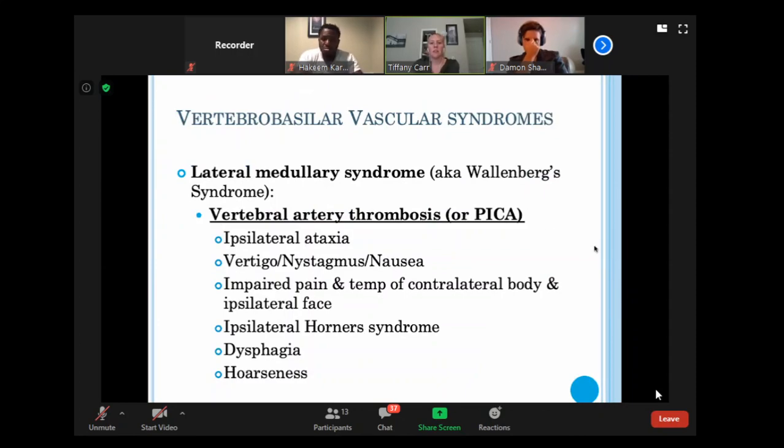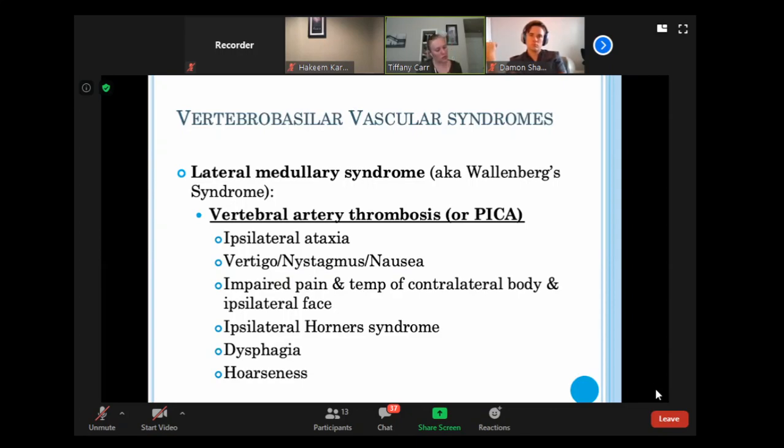So some of the syndromes that we can have: the lateral medullary syndrome, also known as Wallenberg syndrome. This is going to be from a vertebral artery thrombosis or in the PICA. So it's ipsilateral ataxia, vertigo, nystagmus. You guys know what nystagmus is. They have a hard time tracking. You kind of have that jumping pupil. They'll have nausea, impaired pain and temperature from the contralateral body and ipsilateral face, ipsilateral Horner syndrome, dysphagia, and hoarseness.